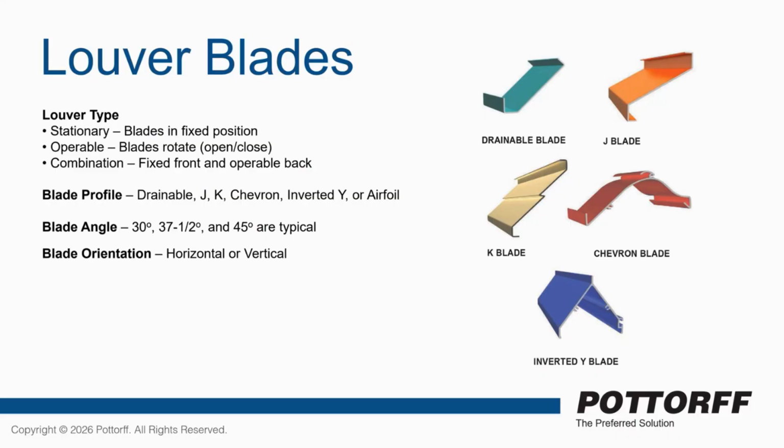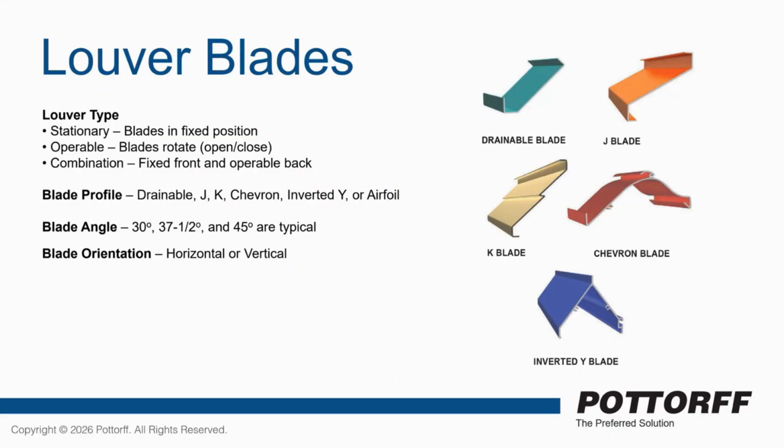Stationary, and so all of these that you actually see on the screen right here are what would typically be a stationary blade, but some of them can fit into other types. Here's operable and combination. So the stationary blade is what we might refer to as just a blade that's not going to be moving. It's going to be screwed into the jambs and they're just going to stay as they are. Again, think like a vent.